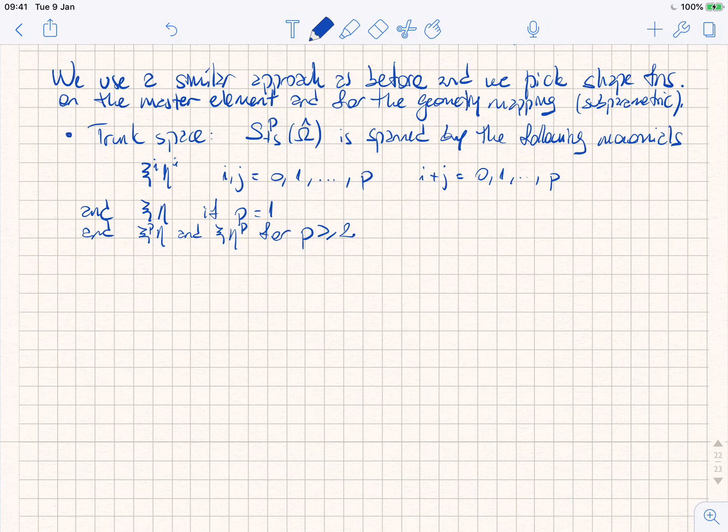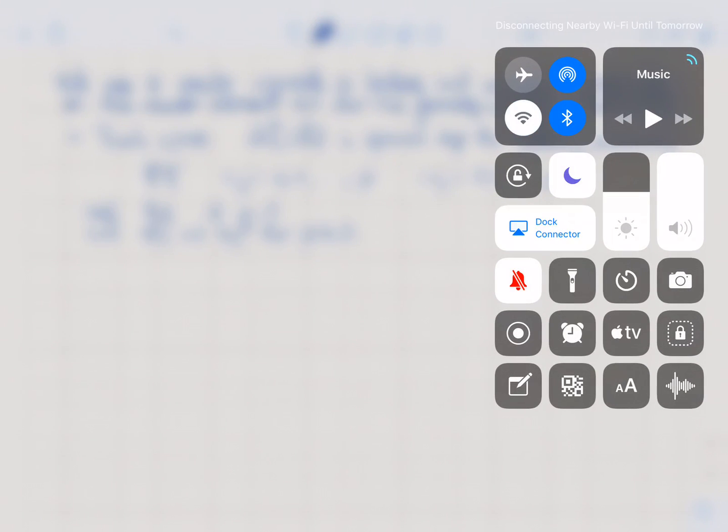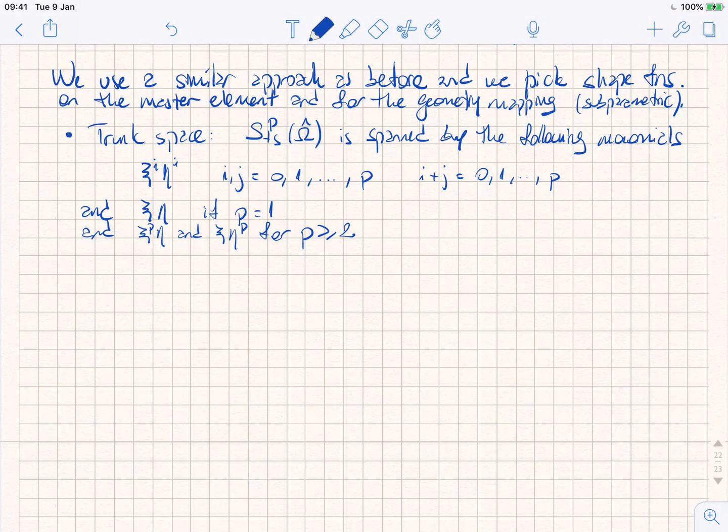So let me, I'm also going to do the not disturb here. Okay. So if you look at the Pascal triangle, for p equals 1, let's say this is my triangle, then for p equals 1, I'm taking basically into account only these terms. So there are 4 terms.